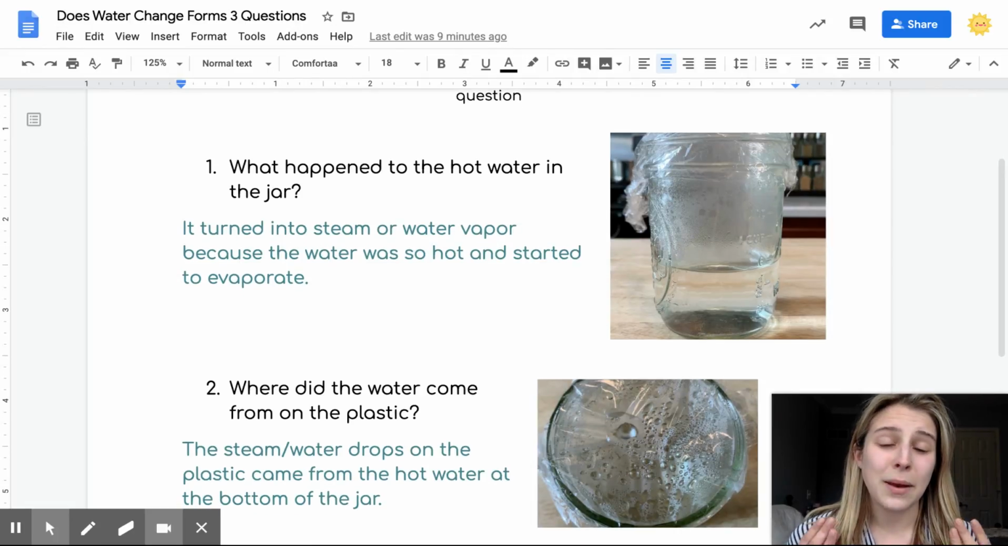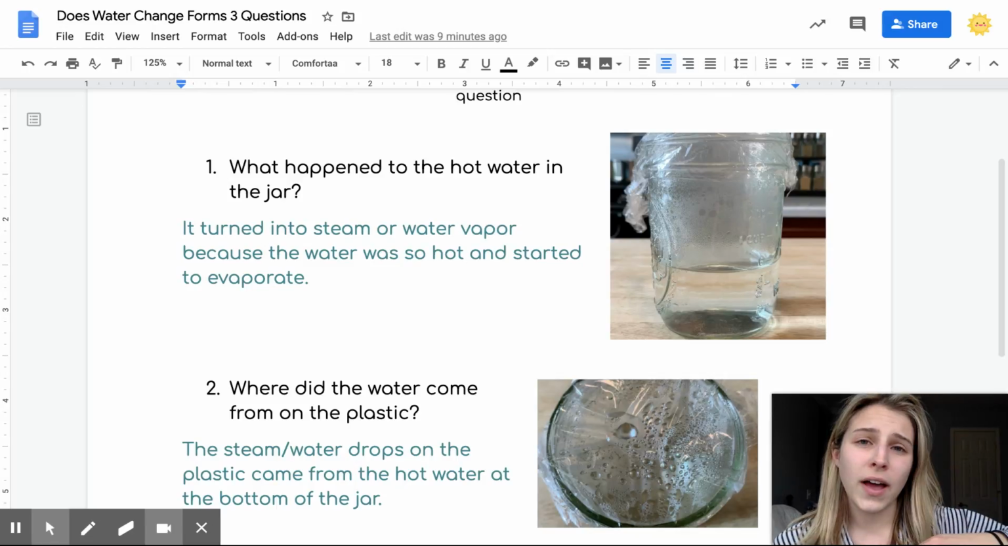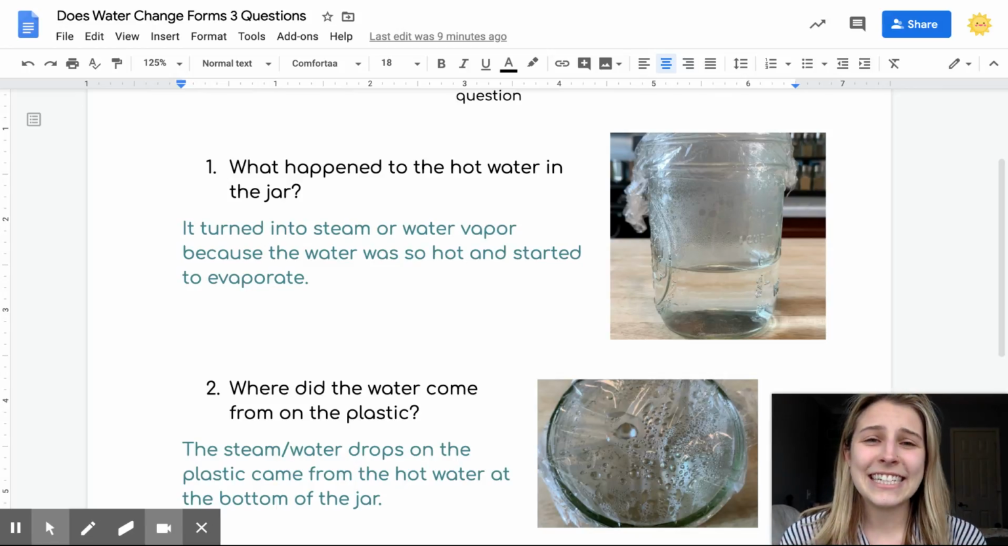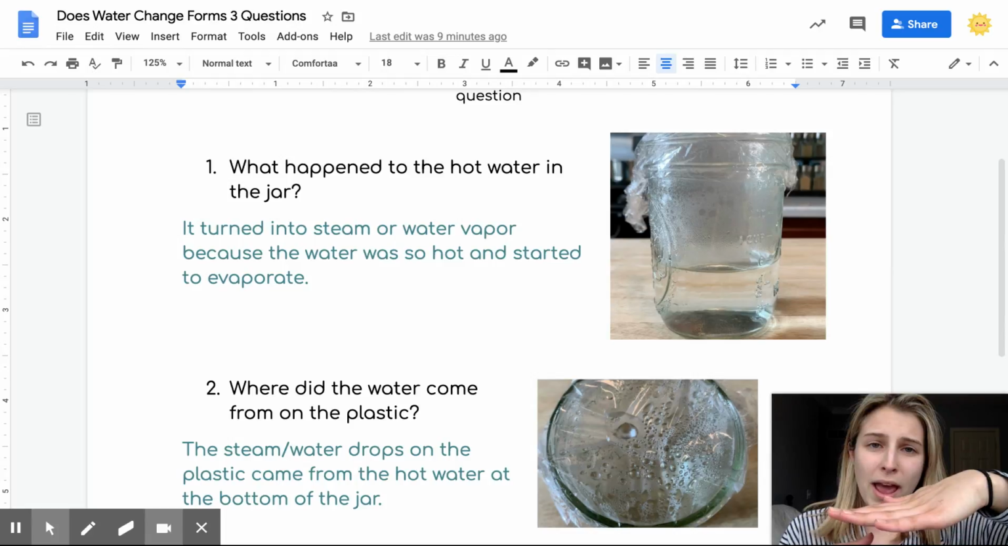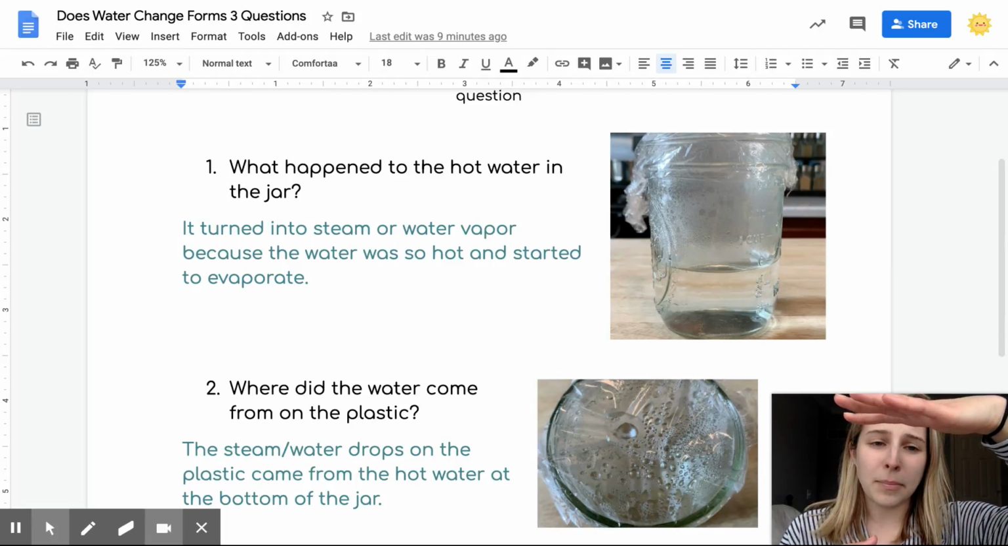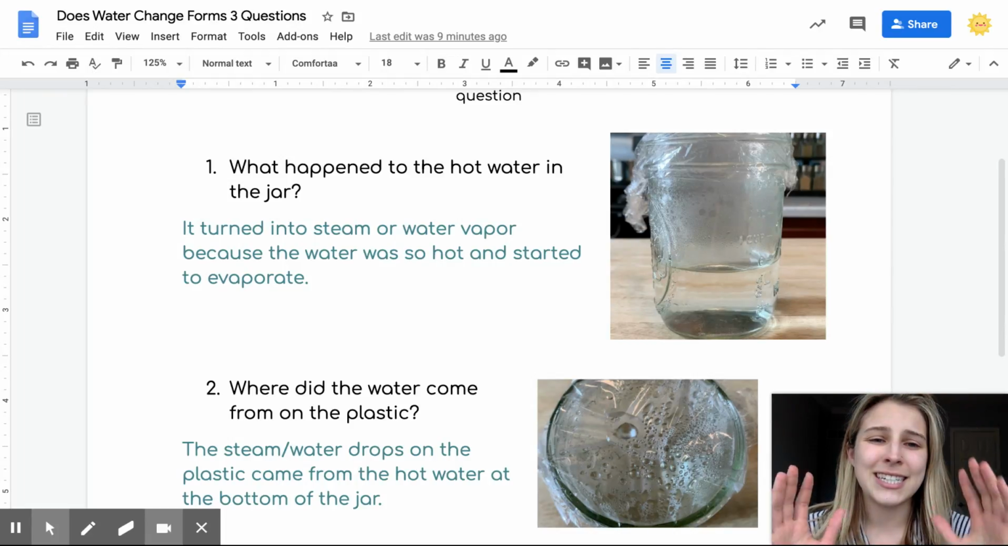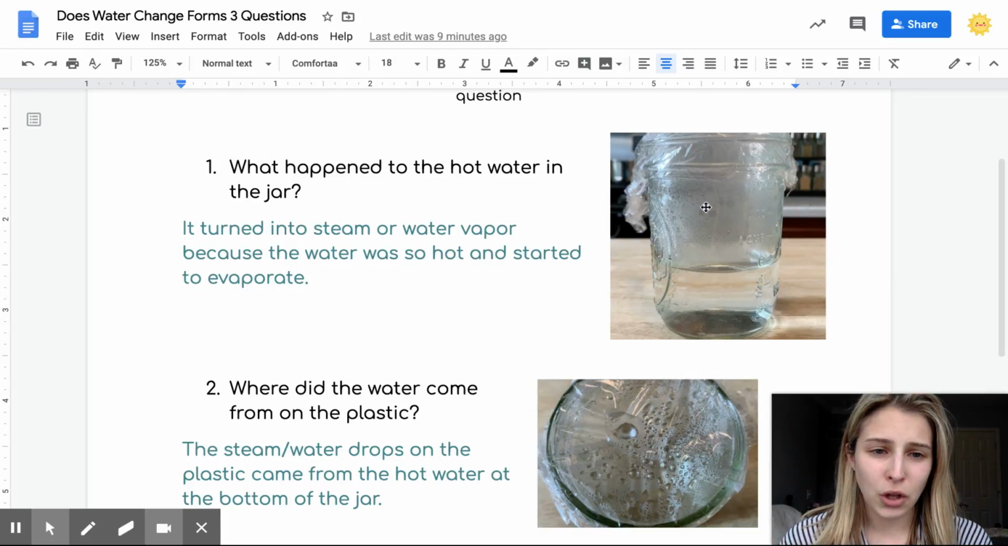So if you remember, we had boiling hot water and we poured that into our jar and then sealed it super fast with our plastic. What happened was that hot water turned into steam or water vapor because the water was so hot. And so then it started to evaporate and started to try to move away from that liquid water. But because it was trapped in there, it started to steam up the glass. So that's what we're looking at there.